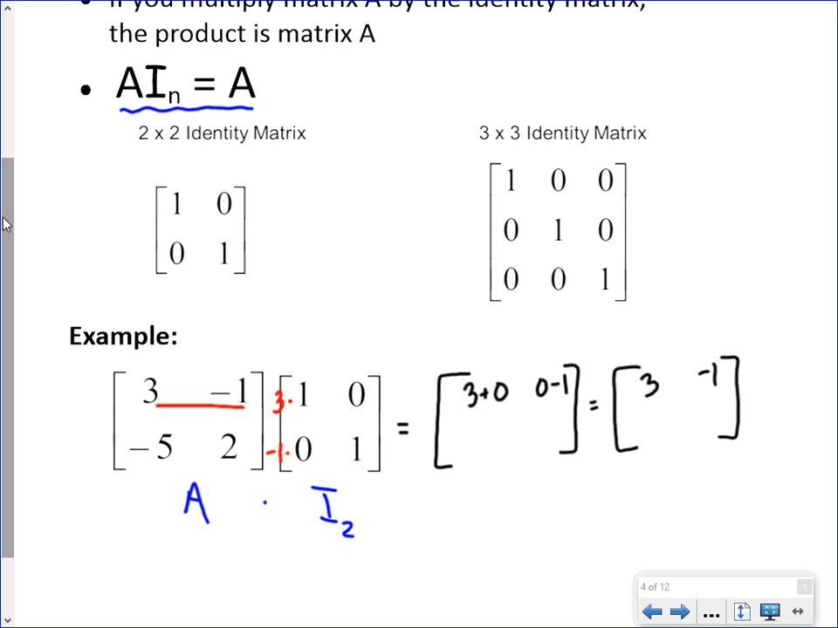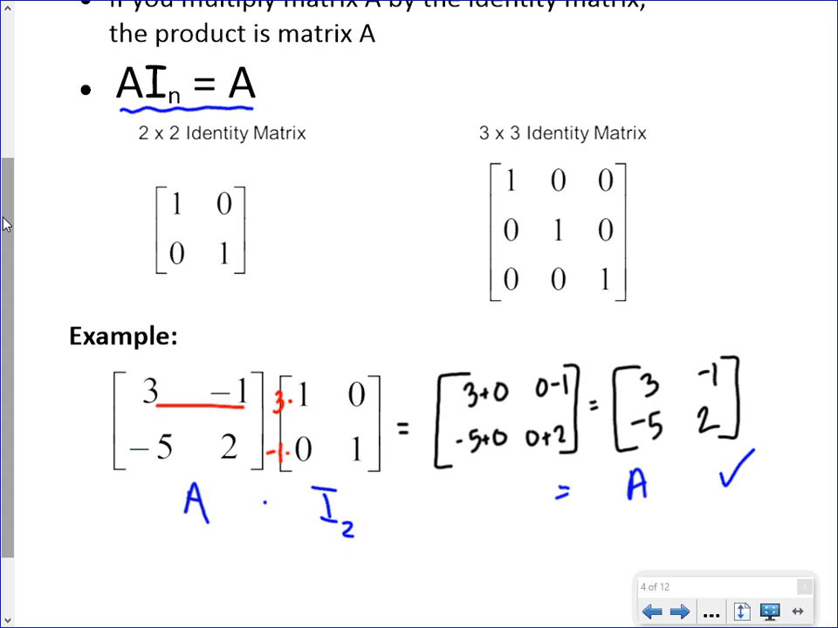And then we do that in the second row. We're going to come up with negative 5 plus 0, which is negative 5. And then 0 plus 2, which is 2. Does it actually equal A? Yeah. So the identity matrix does what we think it would do. Are we okay with that?